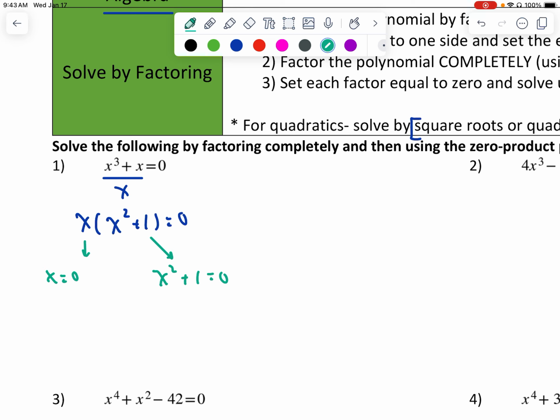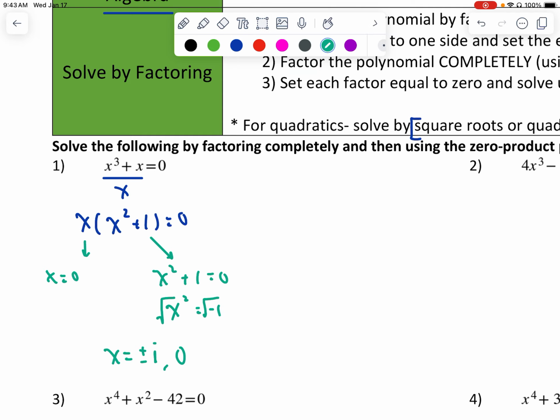I'll start off by subtracting 1 on both sides to give me x squared equals negative 1, and then take the square root of both sides. Remember, with the square root of a negative number, we're going to have a plus or minus, and we're going to have an i. So our final answer here is x equals positive or negative i, and 0.